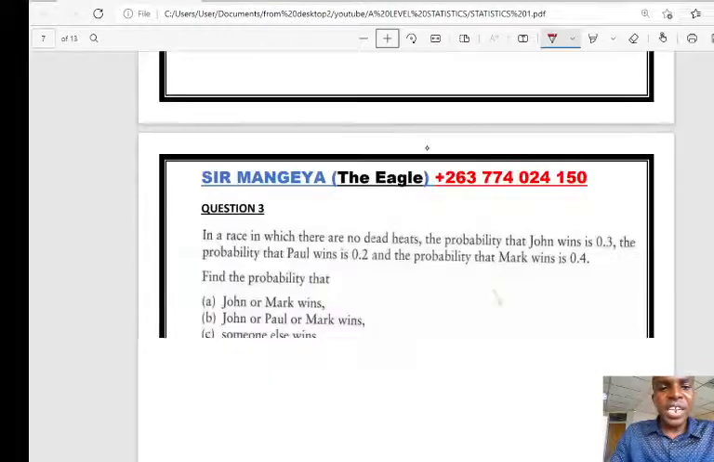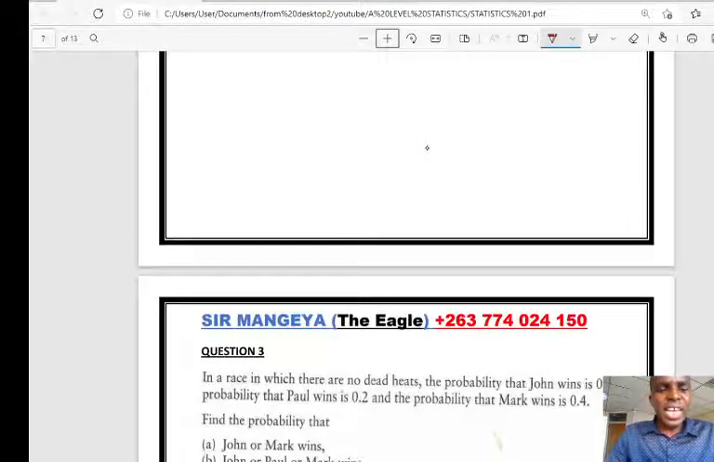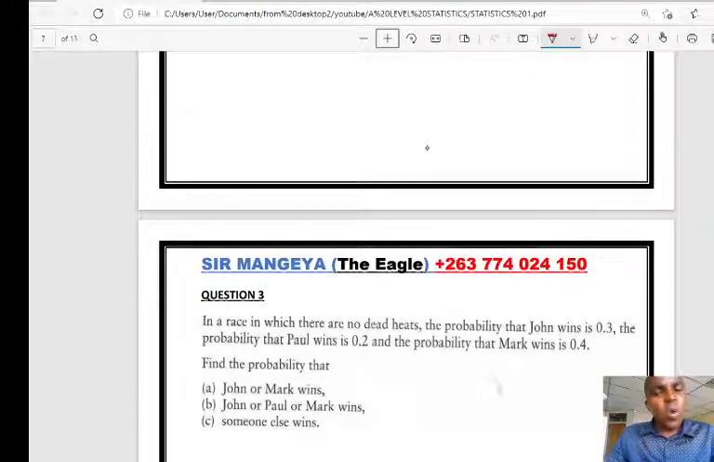Next question, question number 3. In a race in which there are no dead heats, the probability that John wins is 0.3, the probability that Paul wins is 0.2, and the probability that Mark wins is 0.4. Find the probability that John or Mark wins. Take note, this one is like someone is supposed to win, right? So it's either John or Paul or Mark. Not everyone can win at the same time. So these are classified as mutually exclusive events. So probability that John or Mark wins.